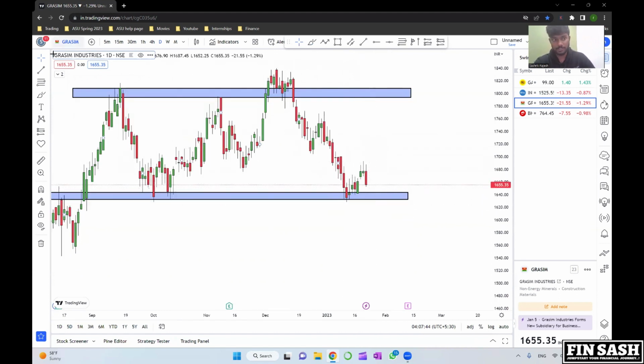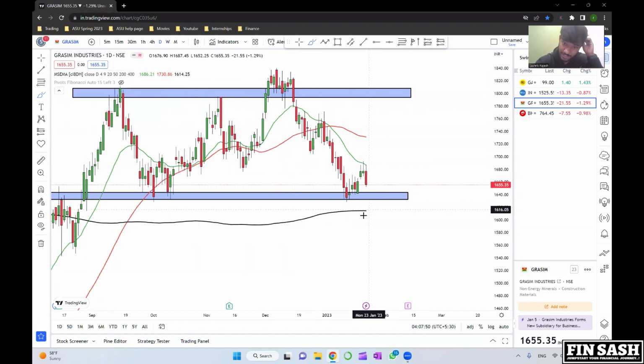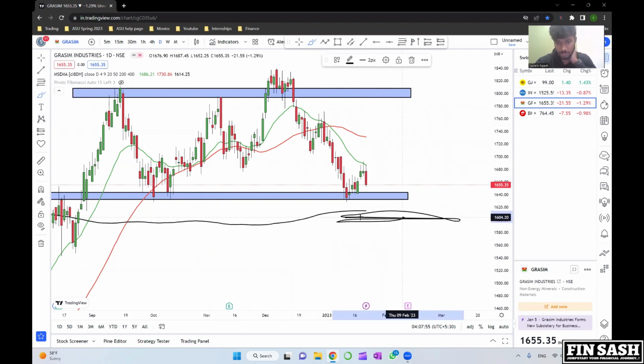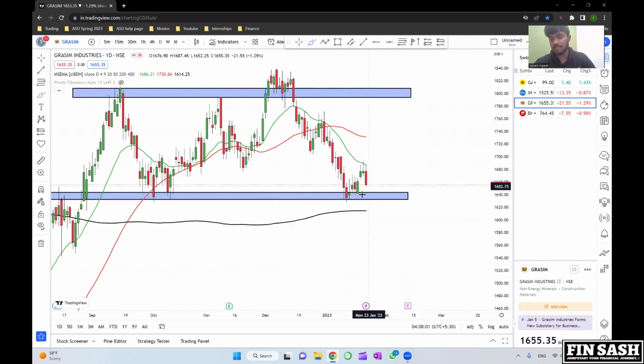You can take up the trade here or when it gives you a green candle, and also I think it's at the 200 moving average. Yeah, so you can keep the stop loss below this level. So if it crosses this level, it's your stop loss. But till then, this is a good possible bullish trade.